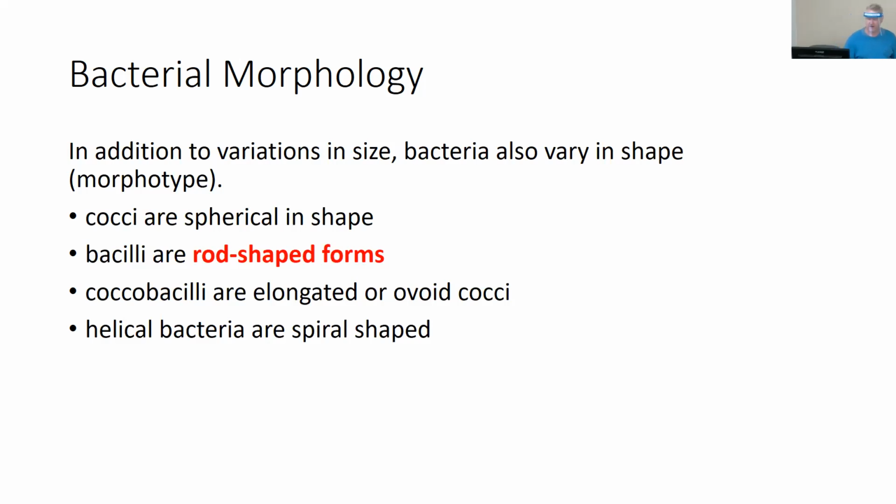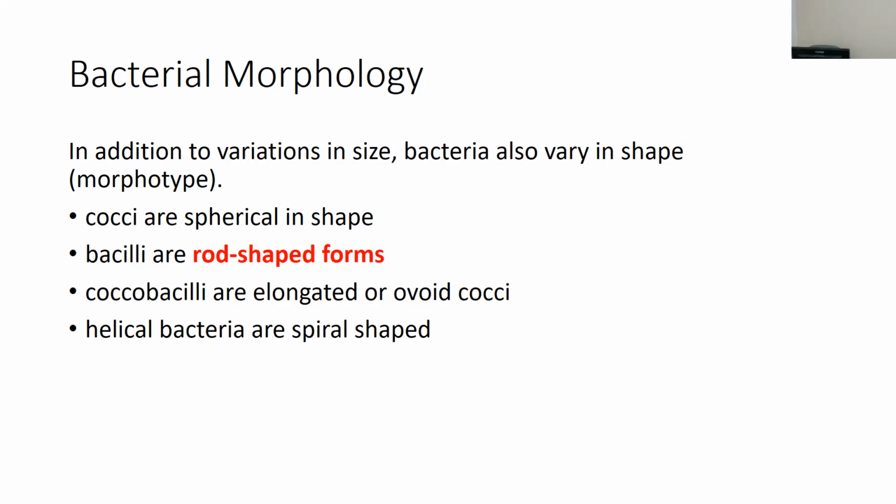Then we have our morphology, which is the shape. So we have cocci, which are round. We have bacilli that are rod-shaped. So you want to say it looks like a rod, it looks like a cigar, whatever you want to put in your head. We have coccobacilli, which are elongated cocci. So some of you will look at gram stains and go, is that coccobacilli or is that actually a rod? Okay, and we'll see the distinction.